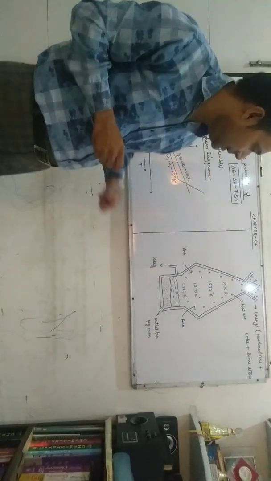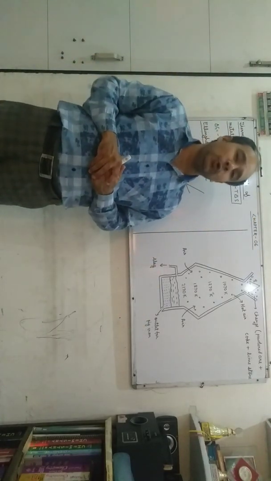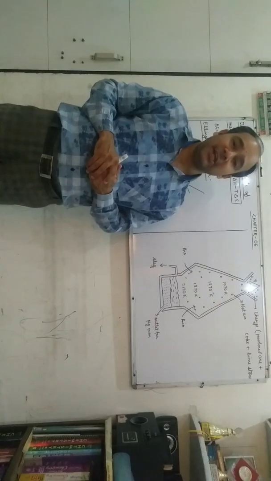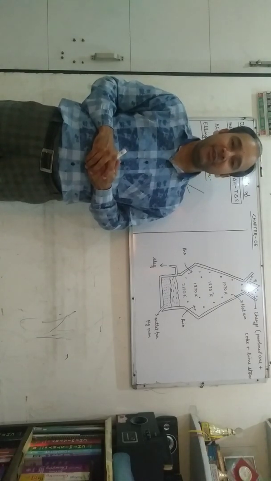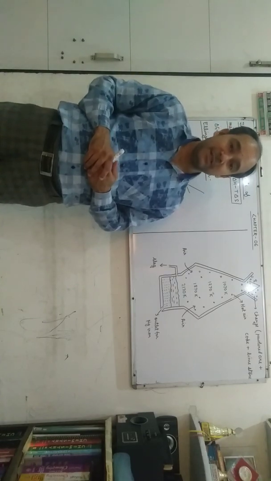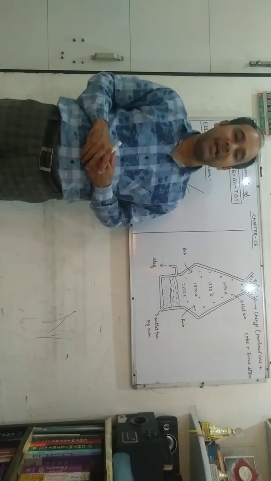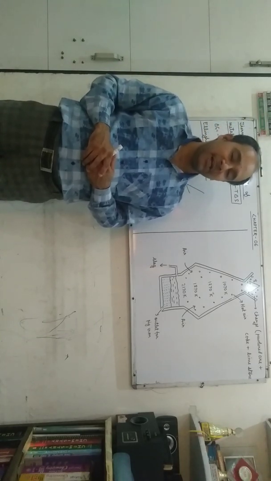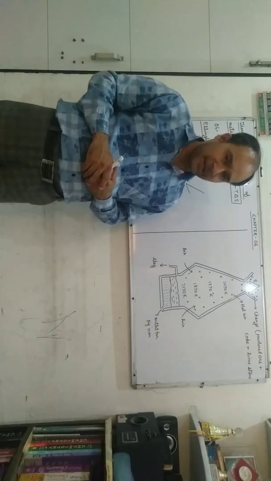One thing must be noted: the iron obtained from the blast furnace is called pig iron because it contains 4% carbon, while cast iron consists of 3% carbon. A question may be asked in the CBSE board examination: what is the difference between pig iron and cast iron? Pig iron consists of 4% carbon, while cast iron consists of 3% carbon.